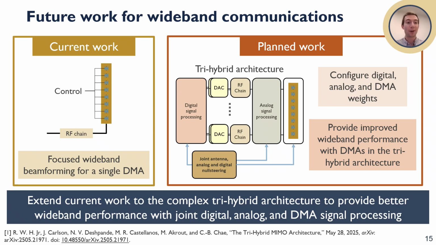In this work we focused on just doing beamforming for a single DMA. In our planned work, we hope to extend this to what we're calling the tri-hybrid architecture, where we not only have a single DMA, but we also have digital and analog signal processing thrown into the mix to help overcome some of the limits of the DMA, like the Lorentzian constraint and the waveguide effects with the phase advance and the attenuation. This will allow for a joint digital, analog, and DMA signal processing, further complicating the signal processing, but hopefully we will see improved benefits with the whole tri-hybrid system.